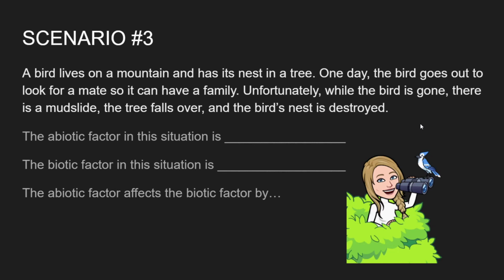See if you can figure out the abiotic factor, the biotic factor, and how the abiotic factor is affecting the biotic factor. Pause now.